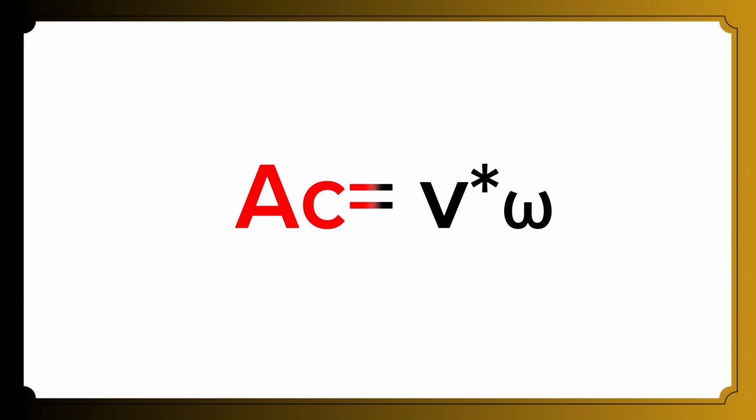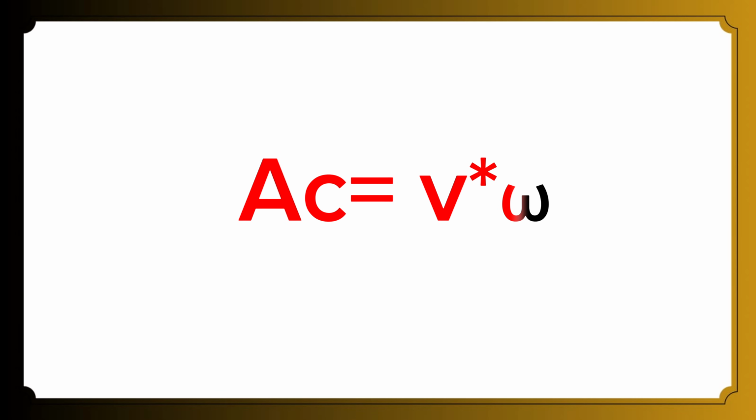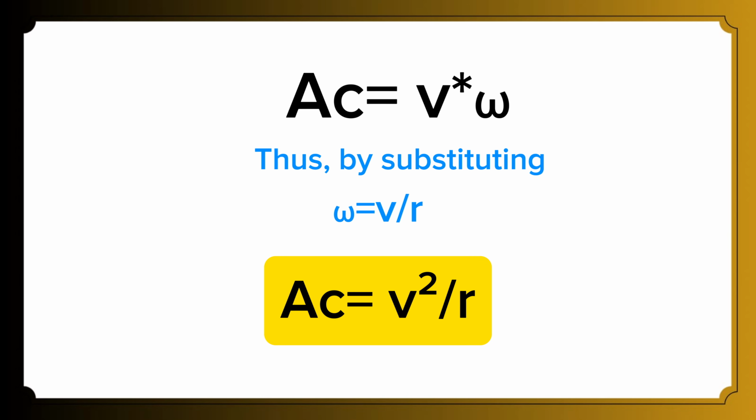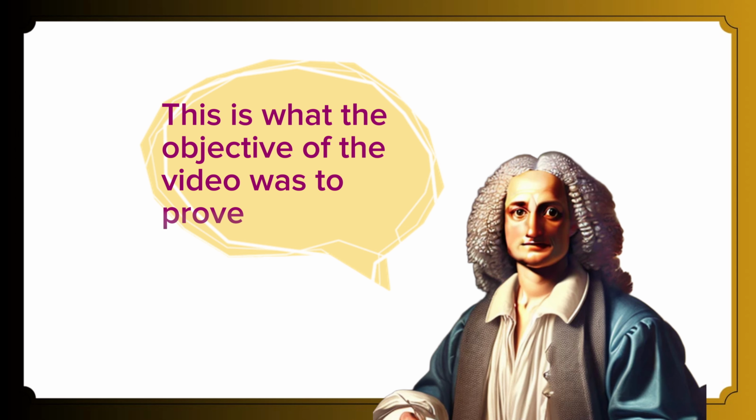Therefore, this gives us centripetal acceleration to be v multiplied by omega, and by further simplifying the equation by substituting omega as v by r, we would get the final equation for centripetal acceleration. This is what the objective of this video was to prove.